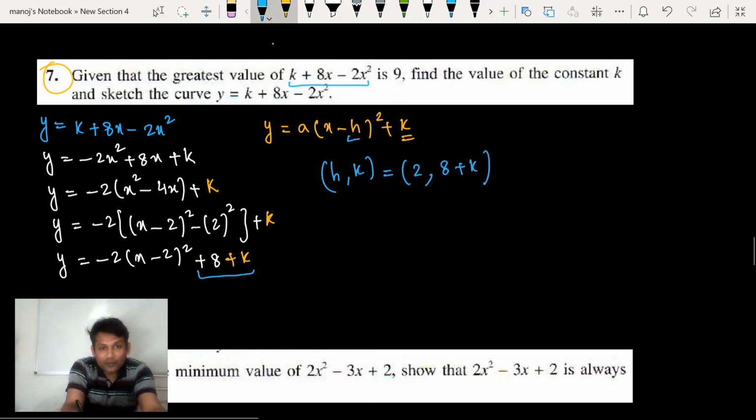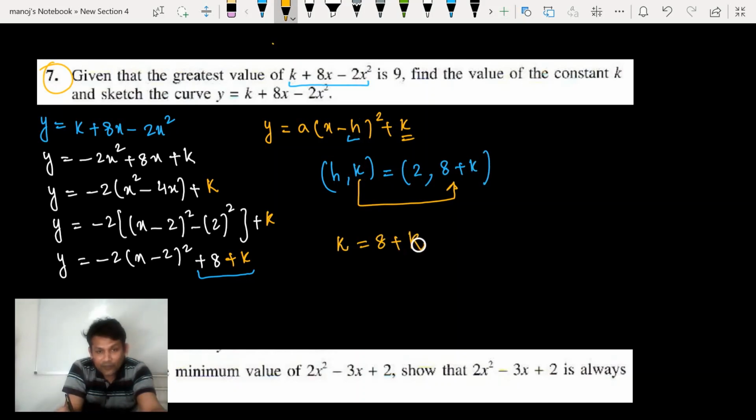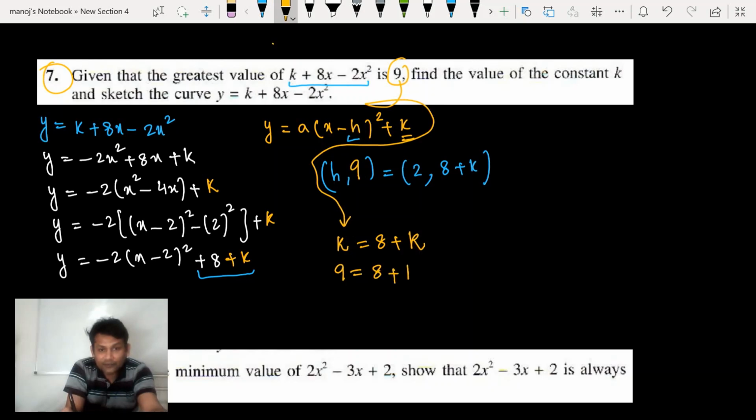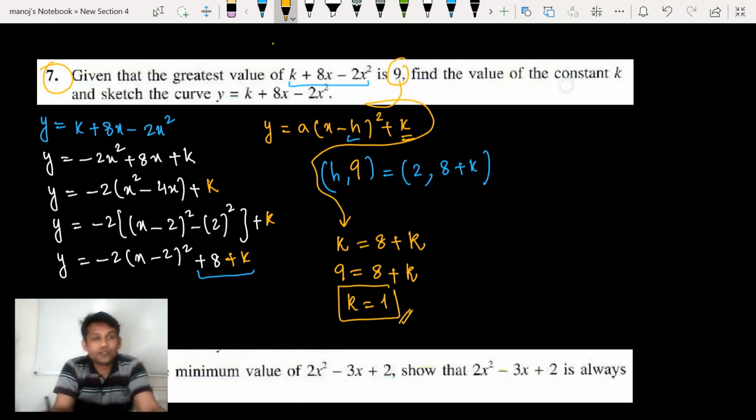So it means I have to find this value here, the maximum, sorry, the greatest value. So this k is equal to 8 plus this type of k. This is required. And what is given in the question? This 9. 9 is here. So 9 equals 8 plus k, and k equals 9 minus 8, which is 1, and that's your answer. This k is different, that is here, constant k.